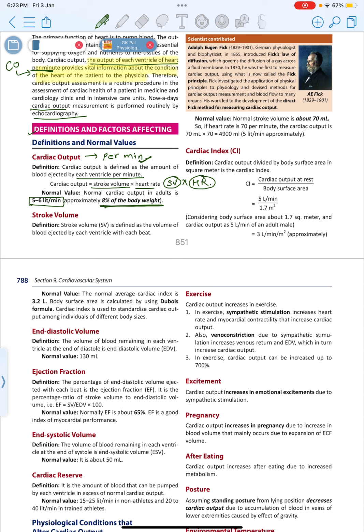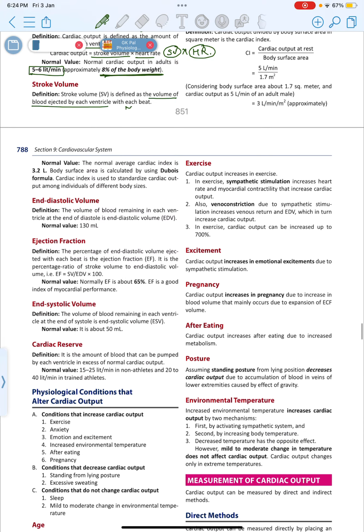Stroke volume. Stroke volume is defined as the volume of blood ejected by each ventricle with each beat.